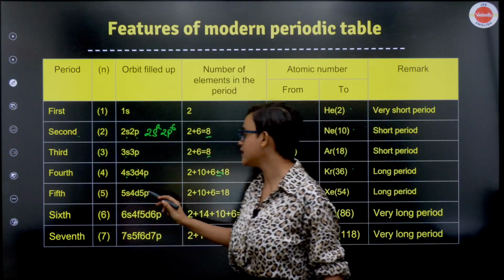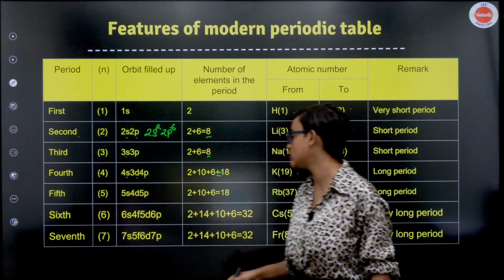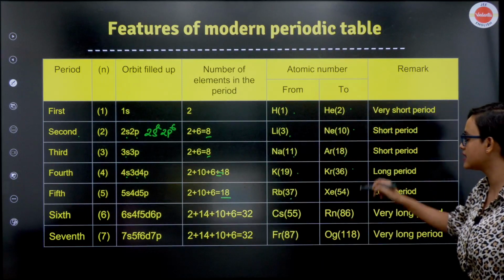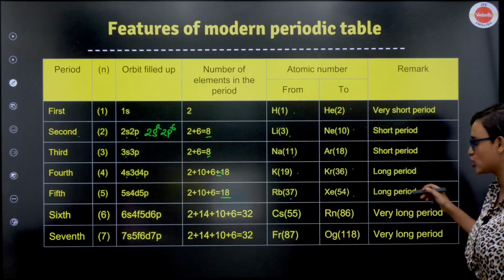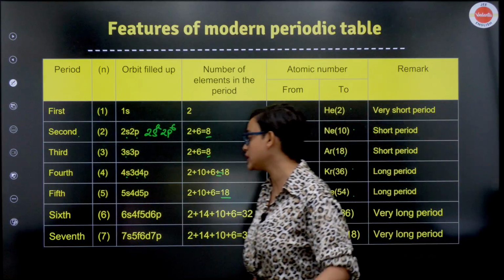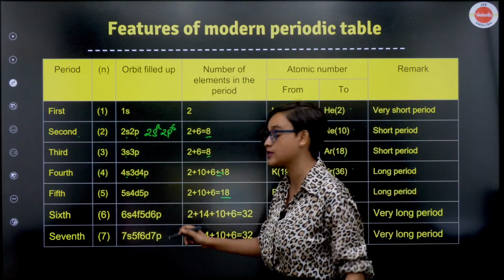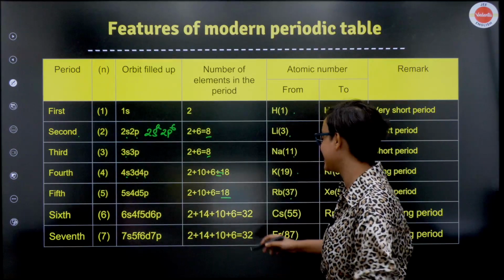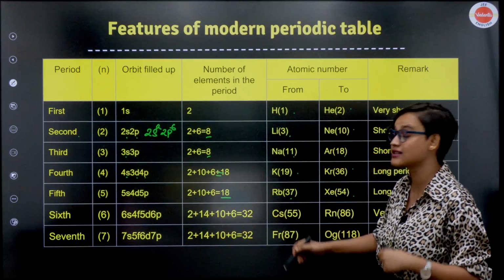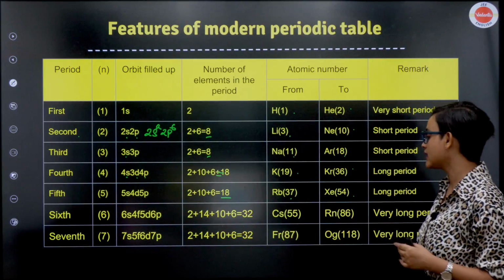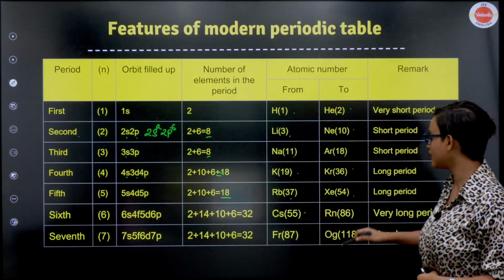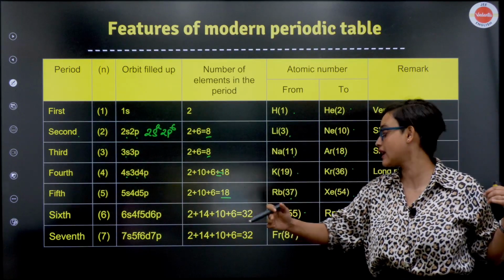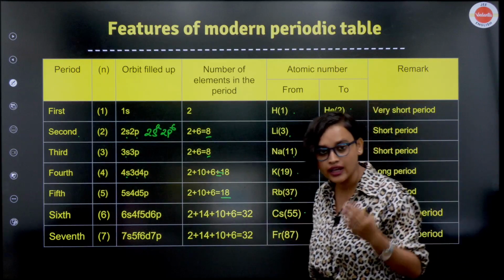Fifth period, you have 5s, 4d and 5p. Once again, when you do it, you get to see that this is 18. Rubidium, it starts from 37 and xenon 54 is where it ends. It is also a long period. Now we come to the sixth period where we have 6s, 4f, 5d, 6p. Now 4f can fill 14 electrons. So look at it: 2 plus 14 plus 10 plus 6 is equal to 32. So it starts from cesium 55, runs till radon 86. This is a very long period because there are 32 elements in this period.